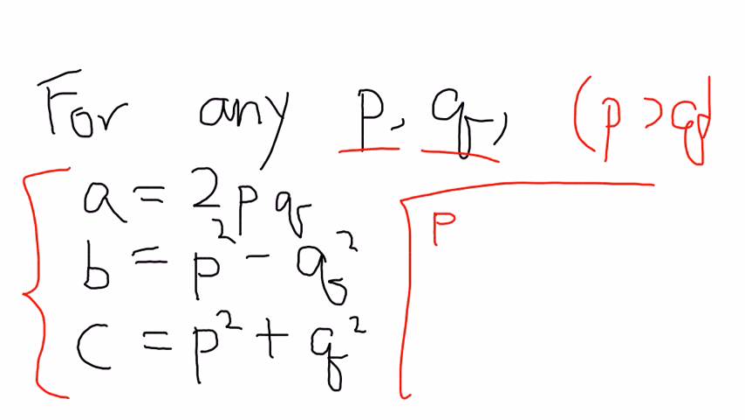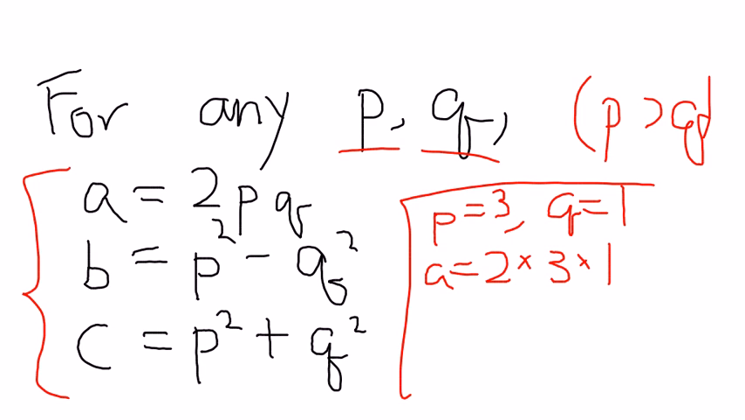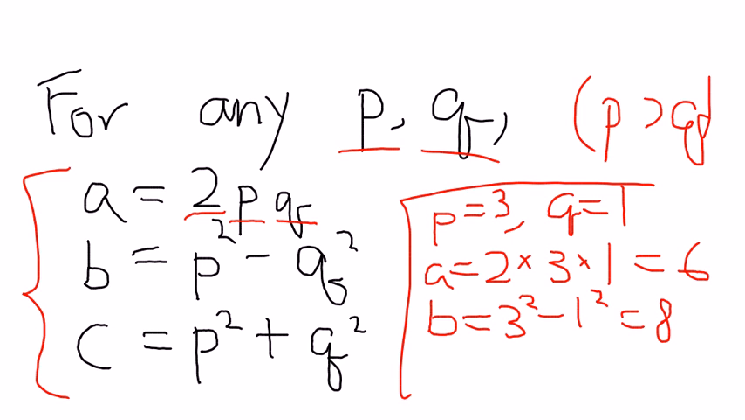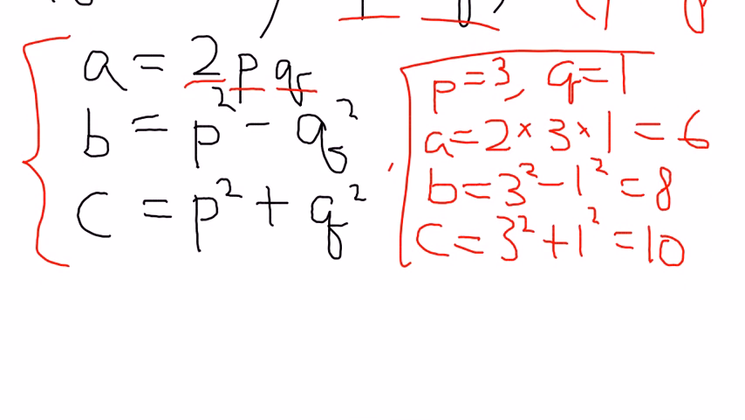If you choose p to be 3 and q to be 1, what happens here? In that case, a becomes 2 times 3 times 1, because a is 2 times p times q, so a is 6. Now b becomes 3 squared minus 1 squared, which is 8. Now c becomes 3 squared plus 1 squared, which is 10. So please take a look here.